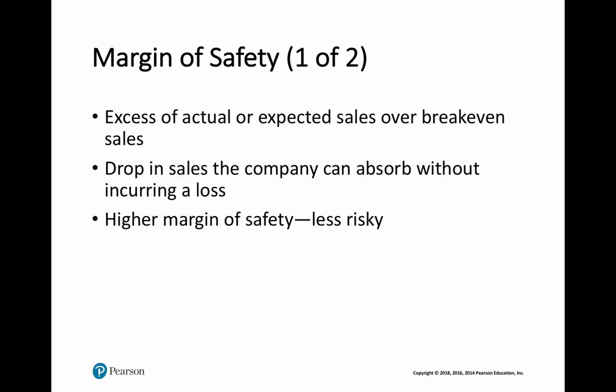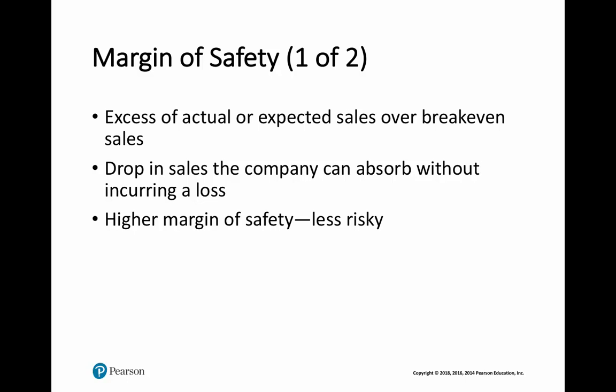So we start here with our margin of safety, and that's our excess of actual or expected sales over our break-even sales. So what that's saying, basically our formula is, what is our sales level now, or if we're doing a budget, what's our expected sales, and compare that to our break-even sales. And what that tells us is a drop in sales the company can absorb without incurring a loss.